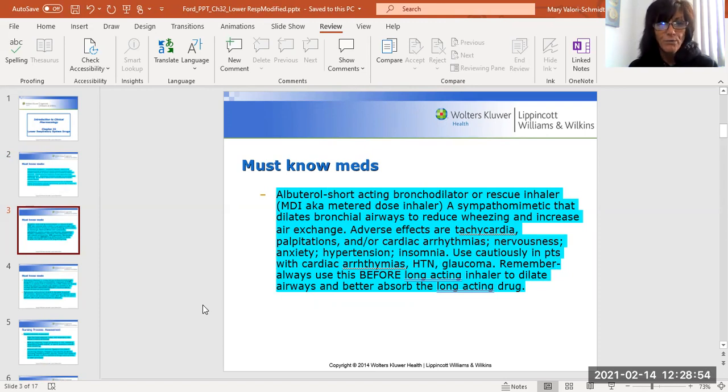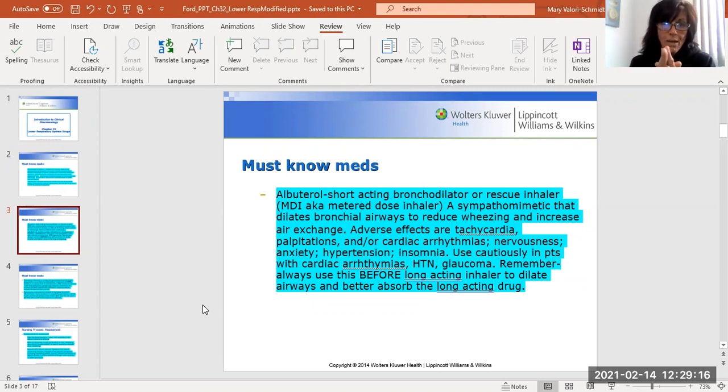You do want to be careful in patients that have cardiac arrhythmias or hypertension, or even glaucoma. Glaucoma is a condition in the eyes where there's a buildup of intraocular pressure. So there's pressure behind the eyes. And so the adverse effects of the hypertension and all those things can make the glaucoma even worse.